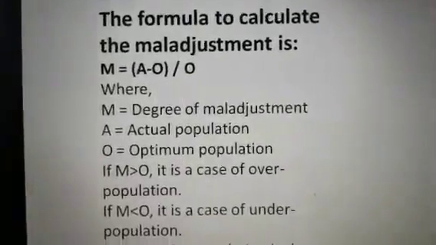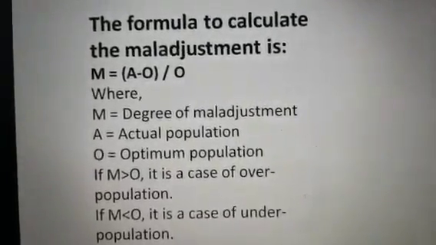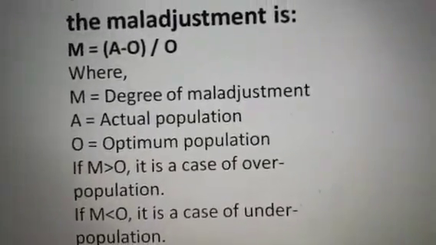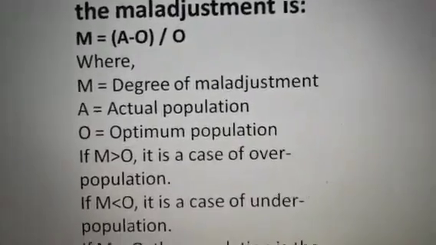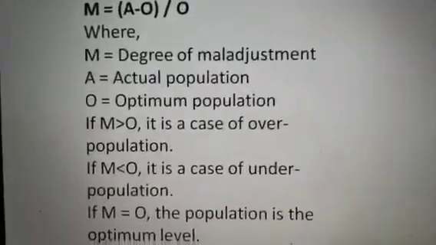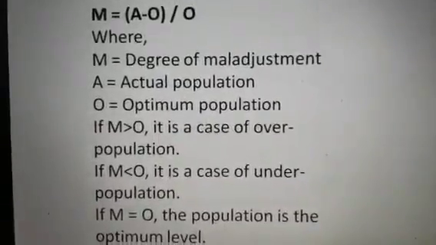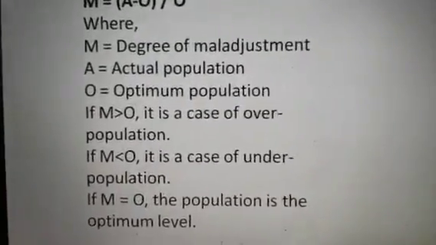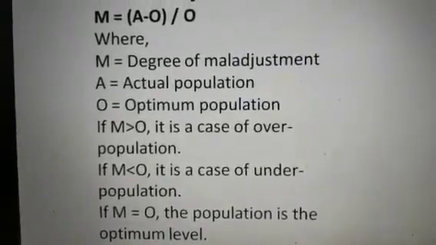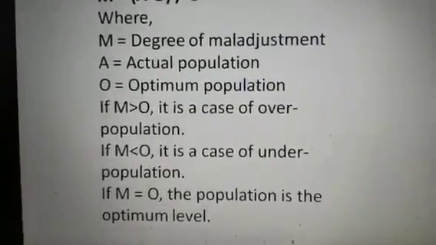So this is how you have to explain the optimum theory of population, and the formula to calculate this is M = (A − O) / O, where M is the degree of maladjustment, A is the actual population, as I have told you earlier in the diagram, and O is the optimum population. That means if M is greater than 0, it is a case of overpopulation. You can recall that diagram. And if M is less than 0, it is a case of underpopulation.